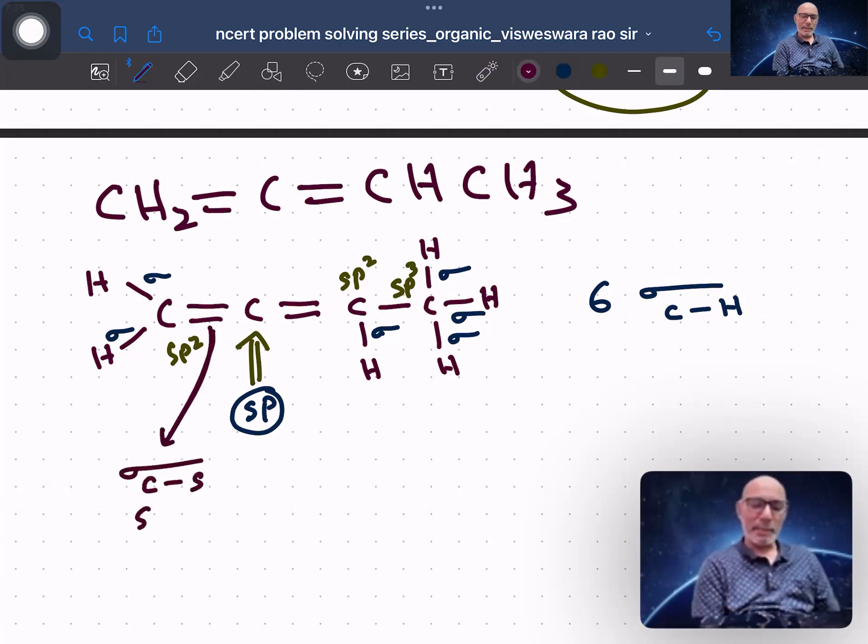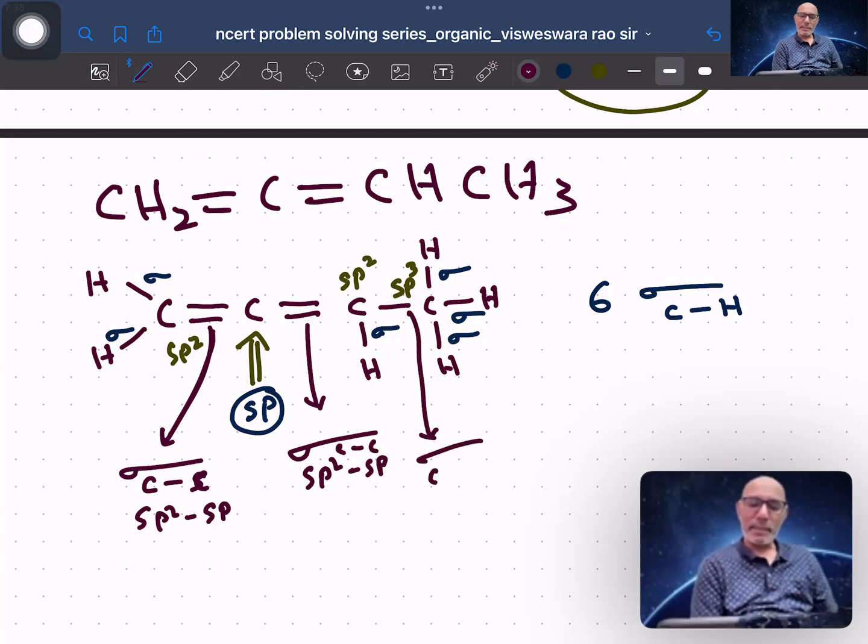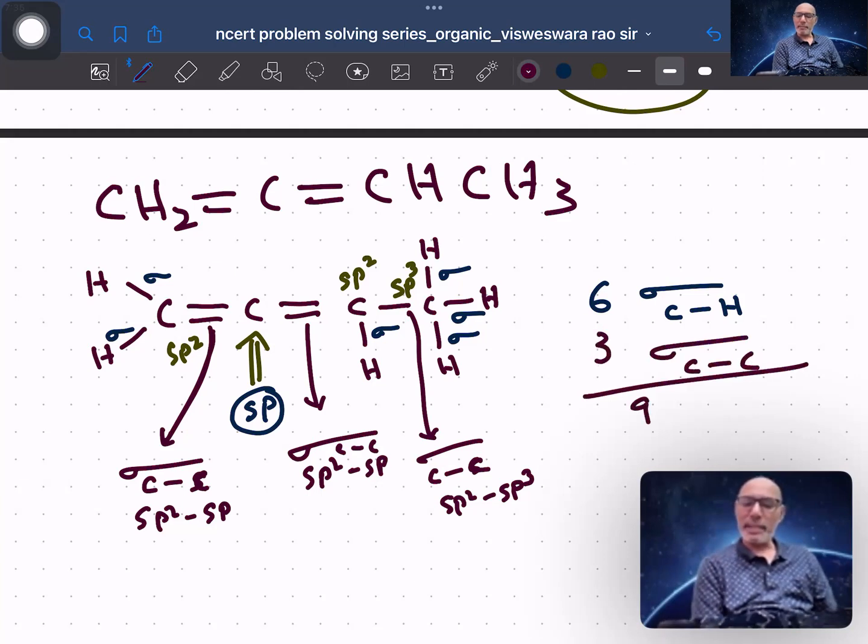So now what about this one? Carbon-carbon sigma bond, sp2-sp overlapping. Carbon-carbon sigma bond, sp2-sp overlapping. Here also you can see a carbon-carbon sigma bond, but sp2 and sp3 hybrid orbitals are overlapping. So I got 3 carbon-carbon sigma bonds, total 9 sigma bonds you got. How many pi bonds?